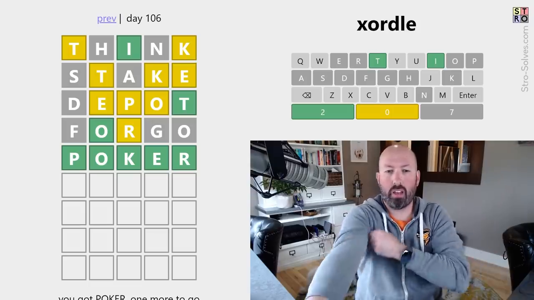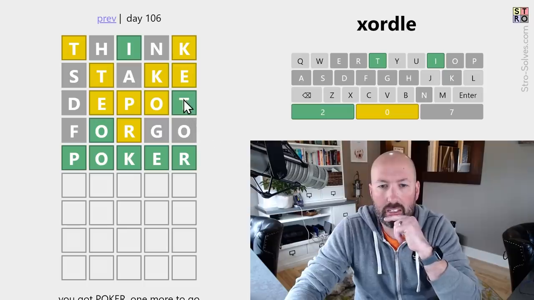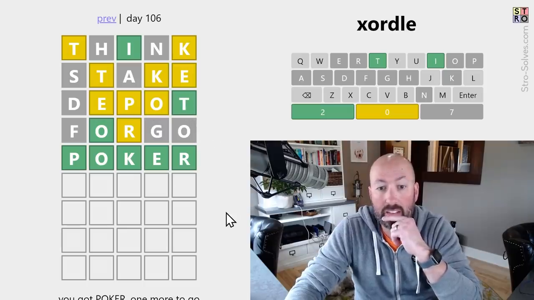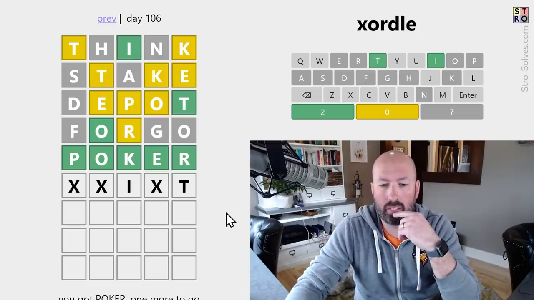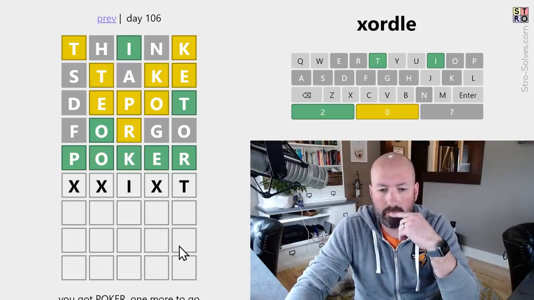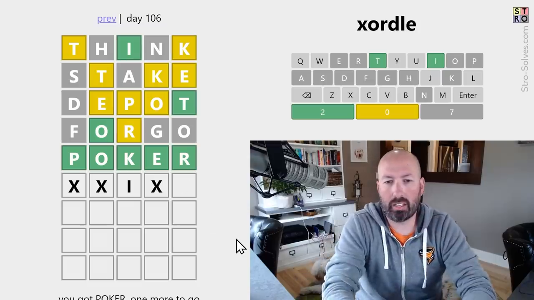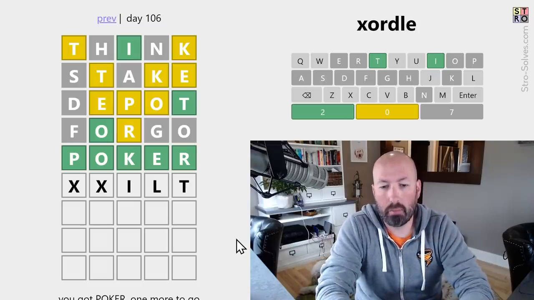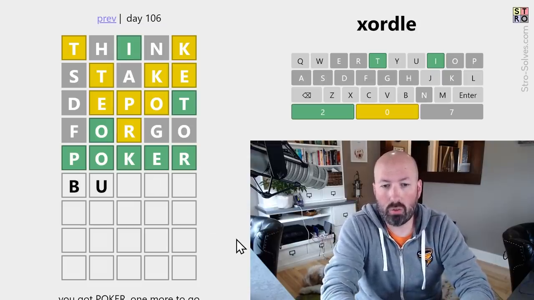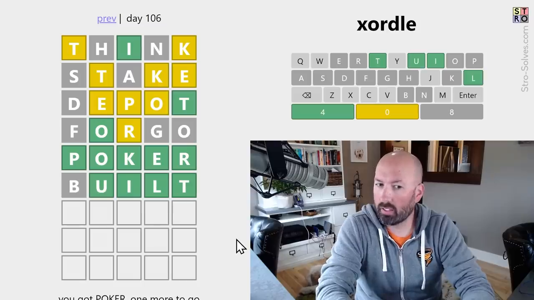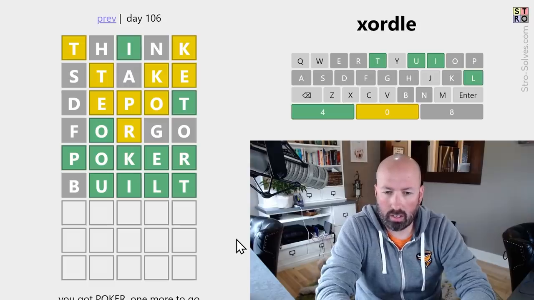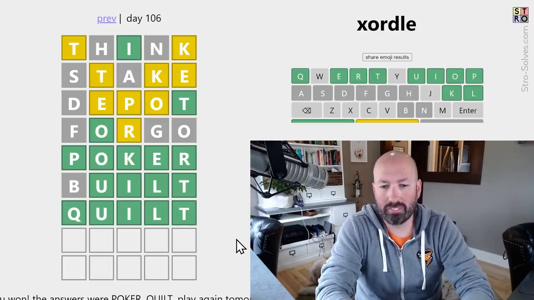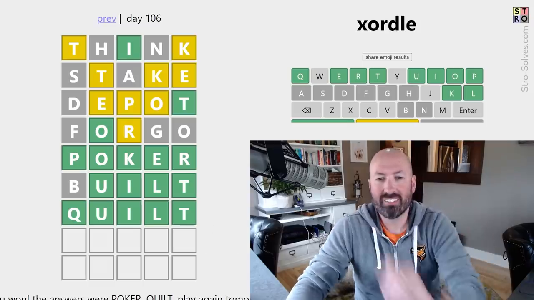Okay. So now the other one has a T. And that's all we know. And an I. A T and an I. So it's something, something, I, something, T. It could be like I-L-T. Built. Built would be good. B-U-I-L-T. Ooh, almost. So it can't be guilt. Quilt. Okay, cool. So poker and quilt.